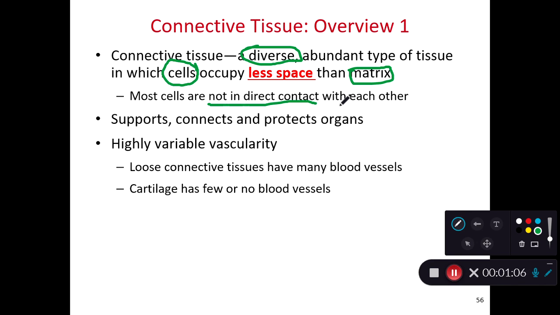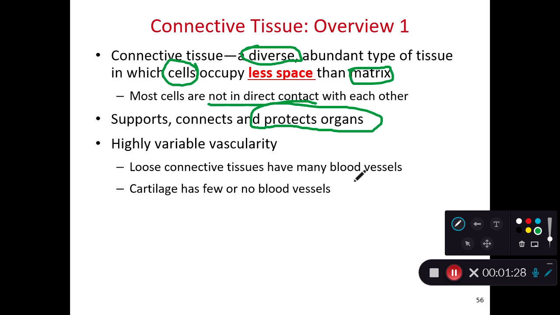As we think of functions of connective tissue, it's going to be your support tissue. I like to think of it as the filler or the glue tissue. It's all over our body. It also serves to protect organs, in particular when we think of the adipose and skeletal tissues that can cushion and encapsulate organs to help protect them.